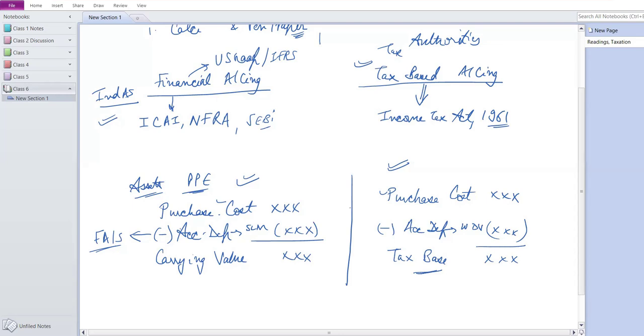But the major difference, I'm just giving an example. There can be a number of differences between accounting and taxation. The best example is depreciation. One would be taking SLM, one would be taking WDV, and the closing value that they derive out of it, in accounts, is known as carrying value. In taxation, it is known as tax base. Tax base is nothing but the purchase cost minus the depreciation as per taxation authorities, equal to tax base.